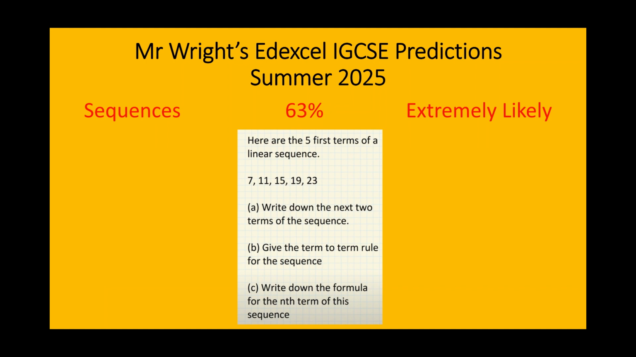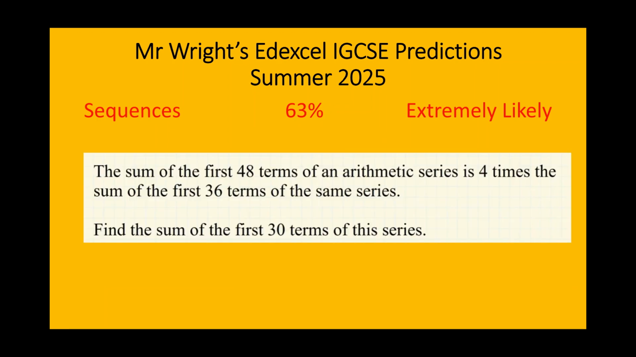Sequences, extremely likely to come up. A rating of more than 50%, it comes up more than once across your 2 papers. Perhaps a relatively straightforward question would involve finding the formula for the nth term of a linear sequence, and a more complex question might involve working out solutions to problems involving the sum of a sequence and that sort of thing. Again, if you're going for a top grade, you need to be fluent with the questions at the top end. You don't want there to be any surprises if you're going for a top grade.